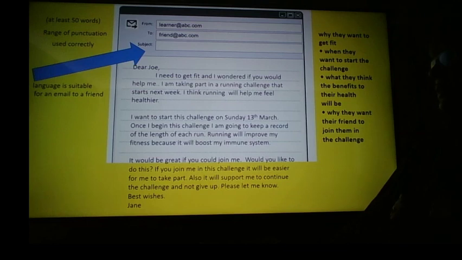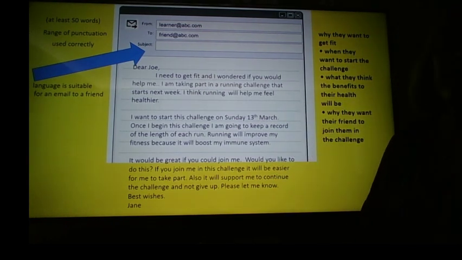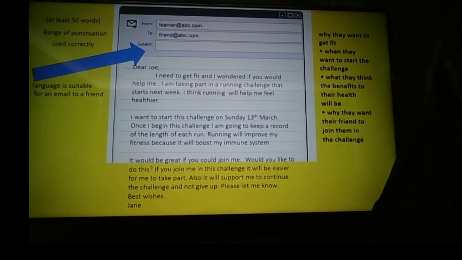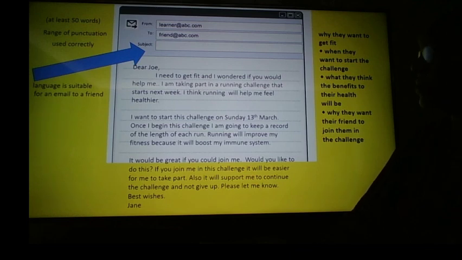Language for this exam piece has to be suitable for an email to a friend. So here, where I've written Dear Joe, this is because that's how I sometimes write to my friend. But if you'd written, "Hello Joe," because it's a friendly email, your examiner will accept that as well.